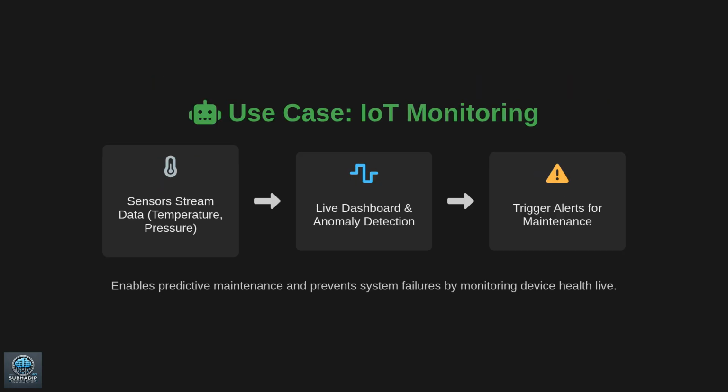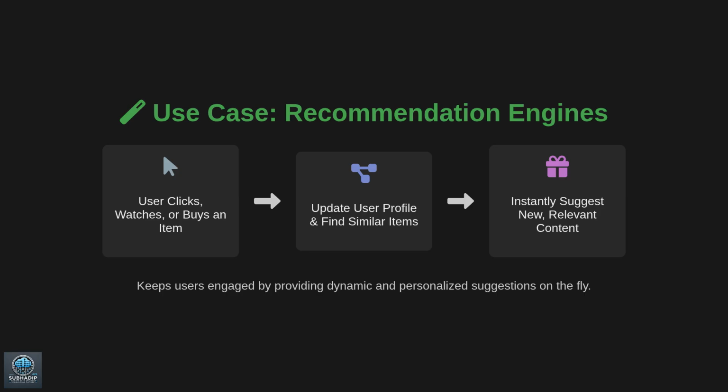Next up is IoT monitoring. Imagine a factory with thousands of sensors on its machines. These sensors constantly stream data like temperature and vibration. Real-time analytics can monitor this data, detect anomalies that might signal a future failure, and automatically trigger maintenance alerts, preventing costly downtime. And a very popular one, recommendation engines.